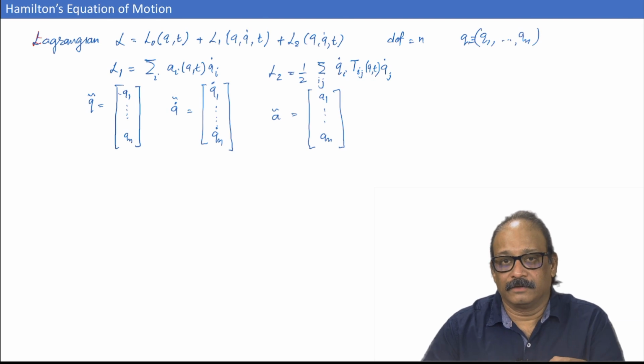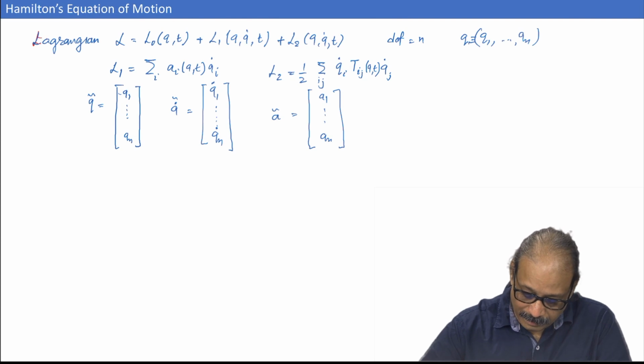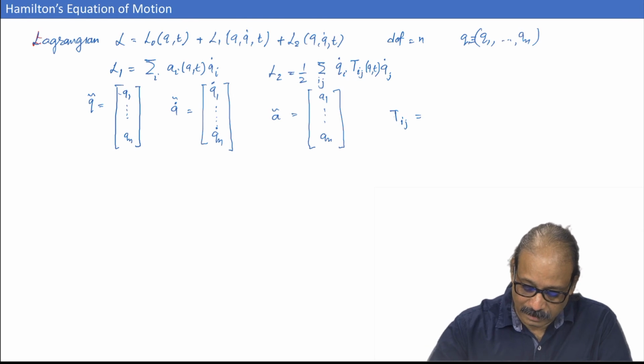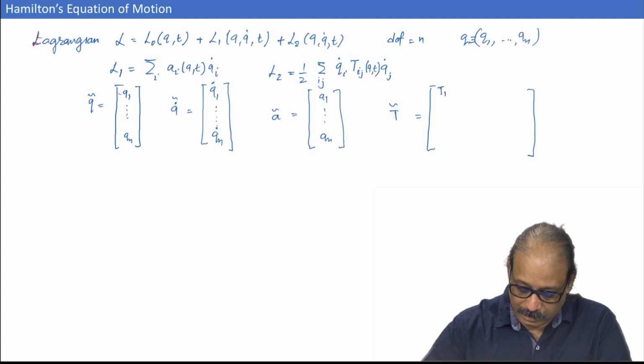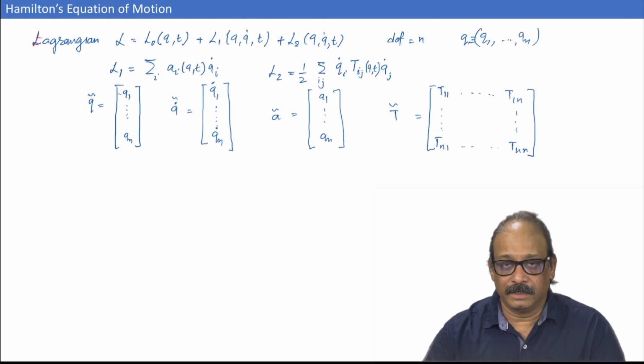And finally, that leaves us with T_ij. It is a square matrix, an n by n matrix. Okay. So, I will write this as T tilde, and the entries that go in this matrix are T_11 up to T_1n, and down the column that is T_n1, and finally, on this side you have entry T_nn.